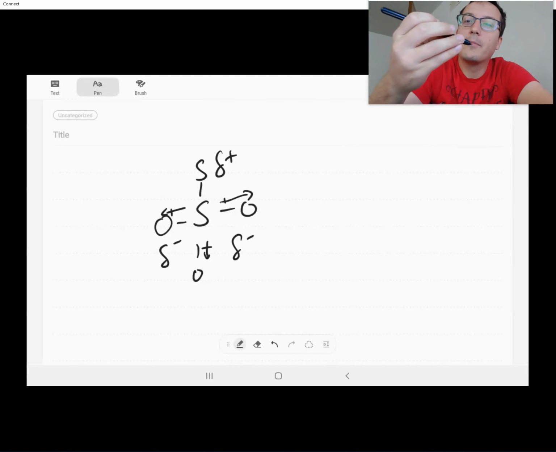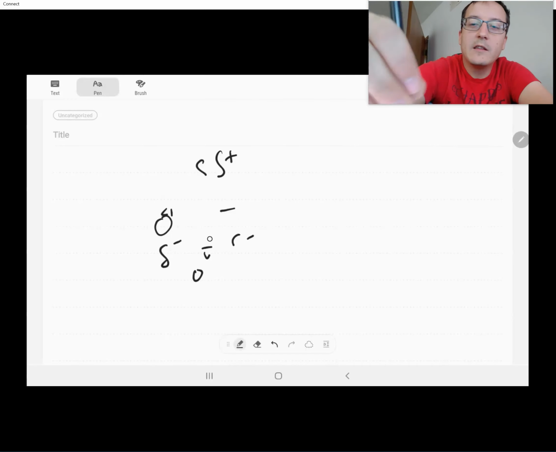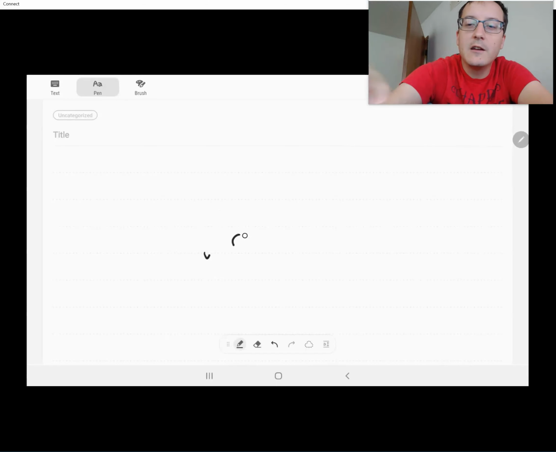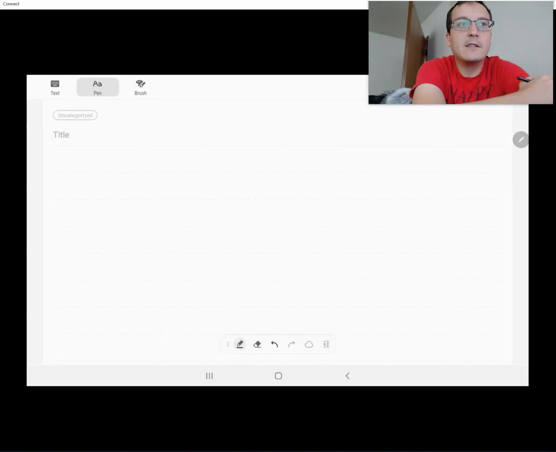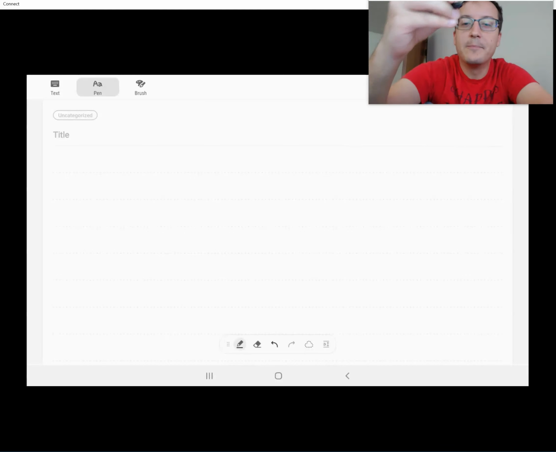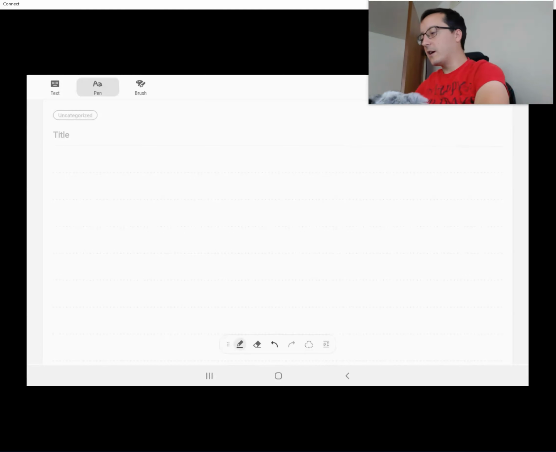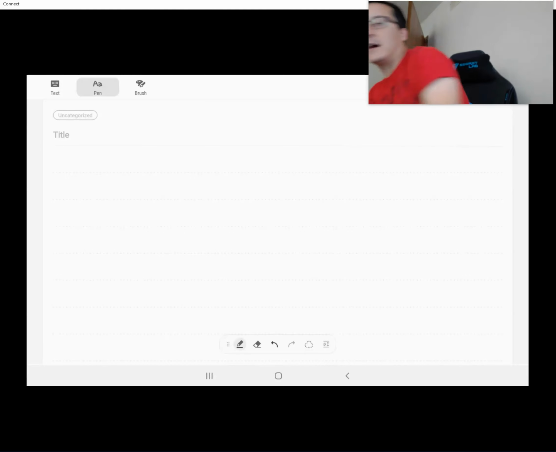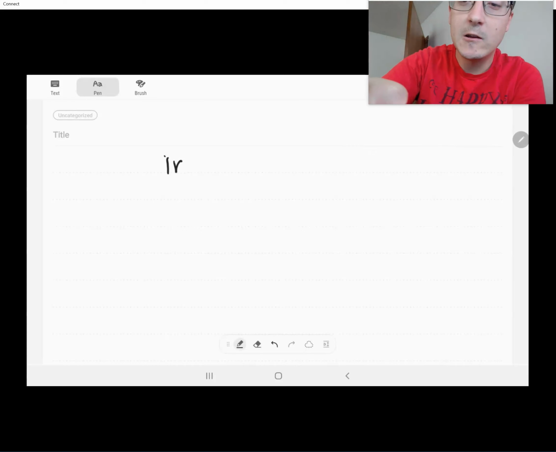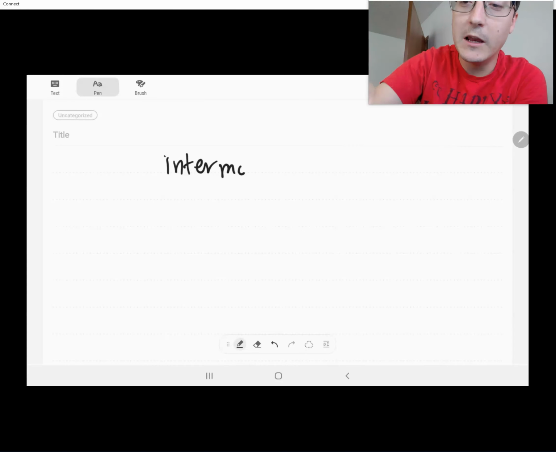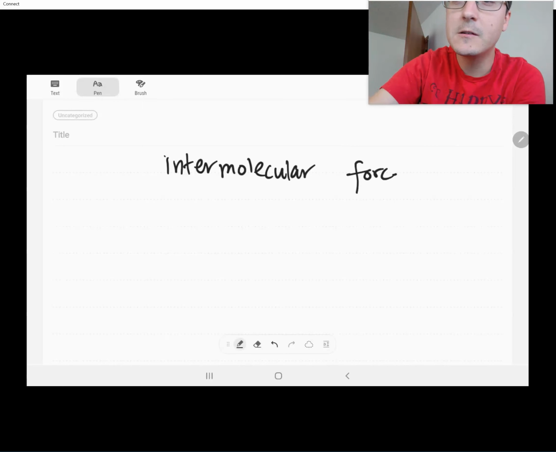Cool. Okay. So, erasing this because it's messy and I don't like it. Let us talk about how molecules interact with each other. Hold on, let me click this so it stops pinging me. Okay, cool. So, we're going to see that this chapter is on intermolecular forces.